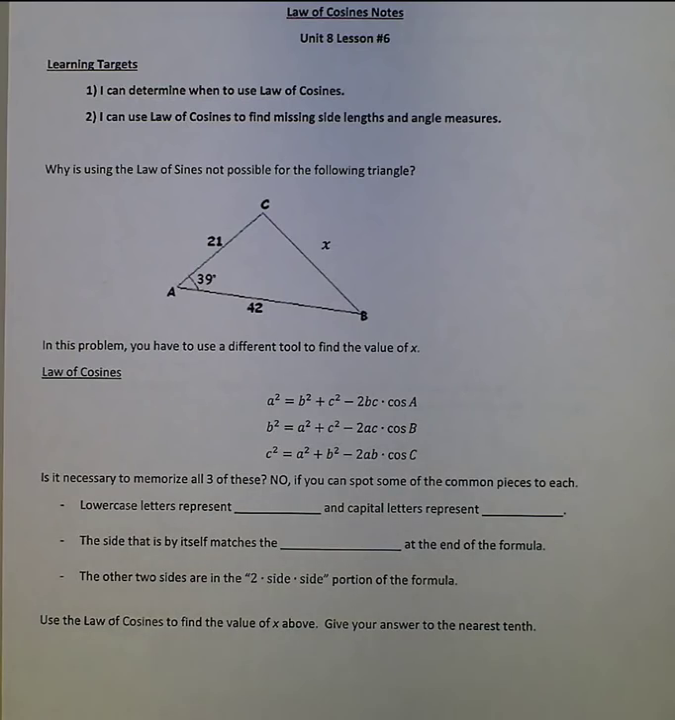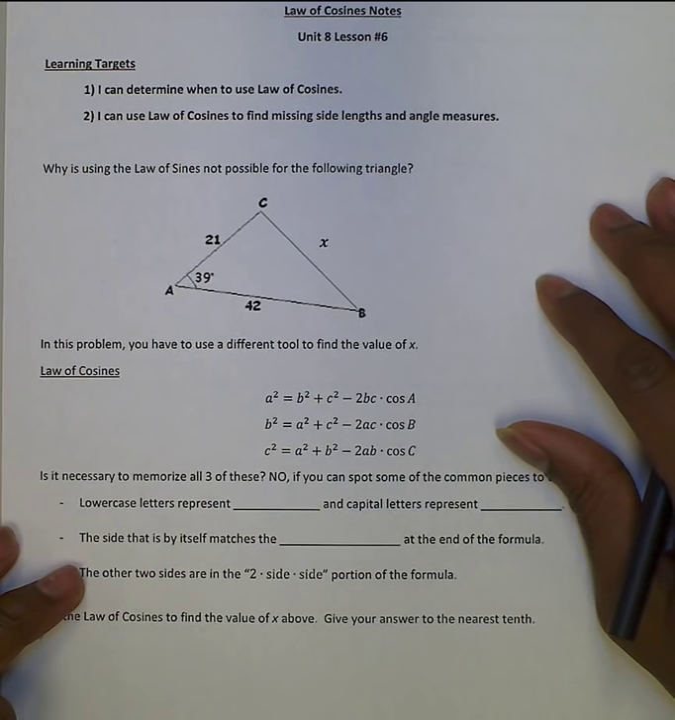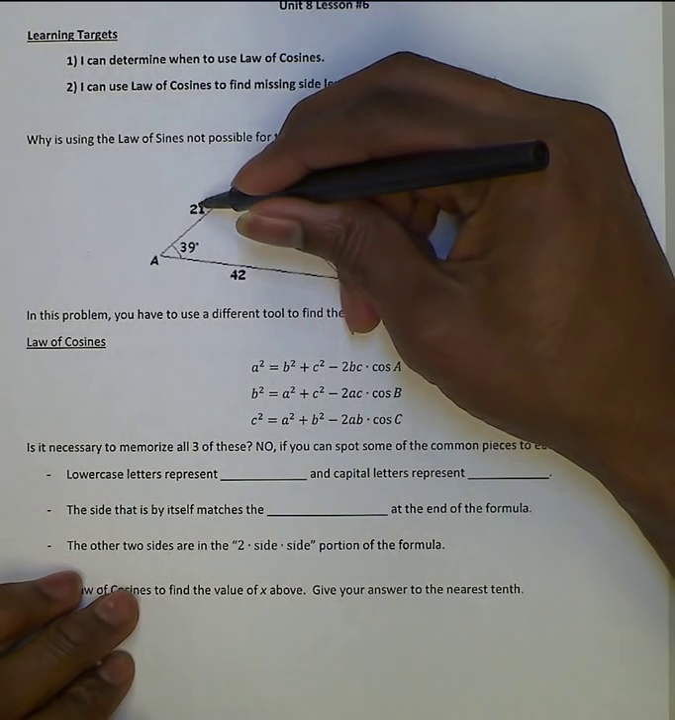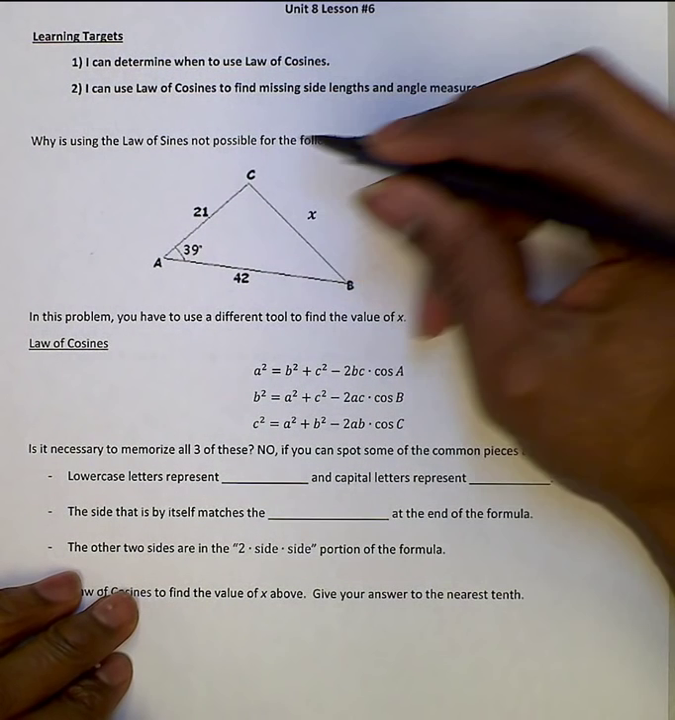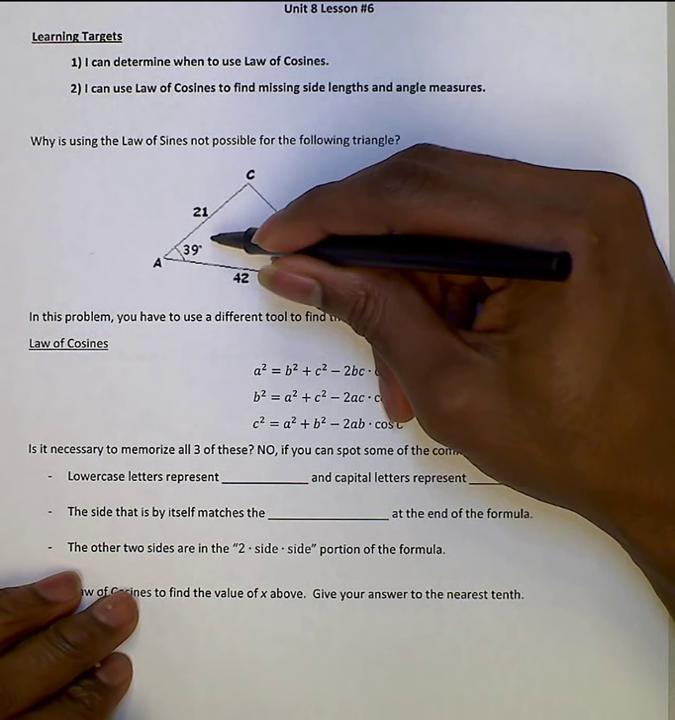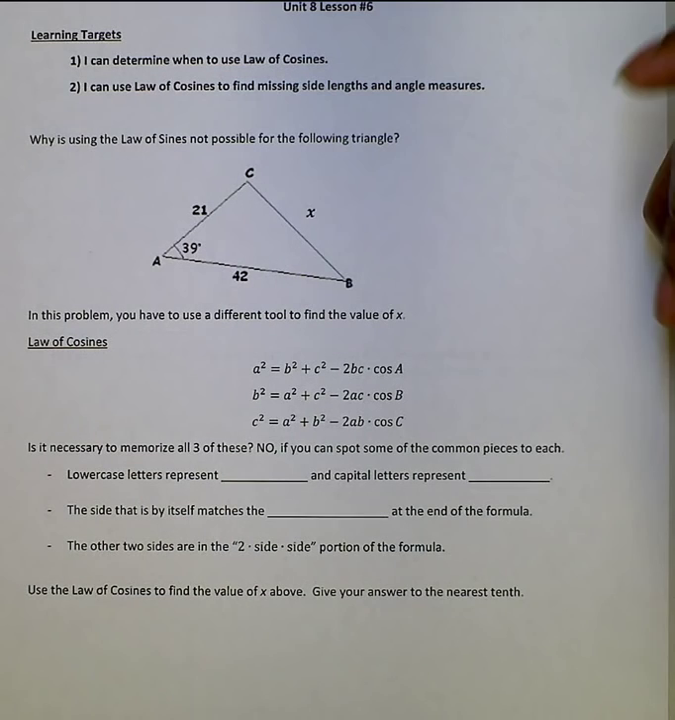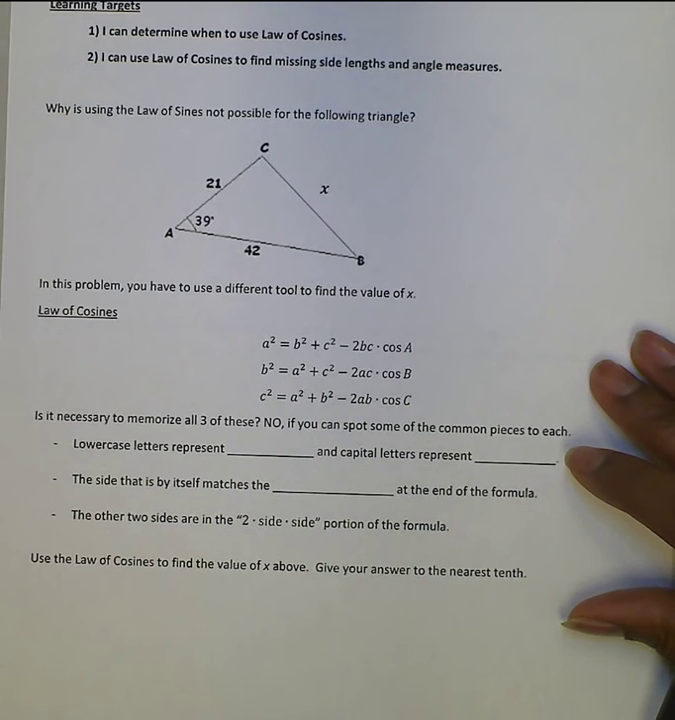Alright, so last time we talked about law of sines and how we can use that to find missing angles and sides. But if you notice this triangle down here, you'll see that we aren't able to use law of sines. The reason is that we don't have matching corresponding angles and sides. The side that we have, 21, we don't know what angle B would be. 42, we don't know what angle C would be. For angle A, it's 39, but we don't know X. And so we don't have a ratio that we can have all the way set up. So we won't be able to use law of sines here.